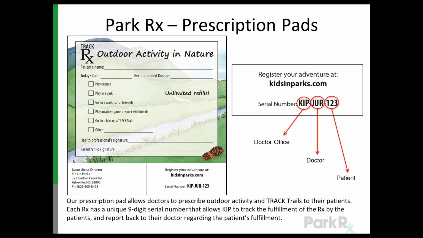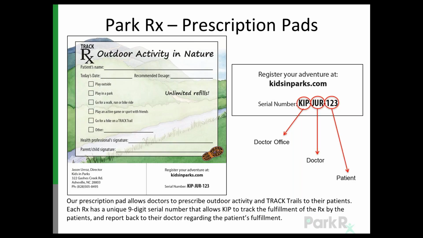Finally, once the doctor gets into the doctor's office, the doctor can go over those materials with them if they have enough time, and then write them an actual prescription for outdoor activity and or to go on a hike on an actual track trail in their region. The thing that's unique about our prescription pad for Kids in Parks is that we have a 9-digit serial number that is customized for each individual doctor office, each individual doctor, and each patient. And so the serial numbers are sequential for that particular doctor.